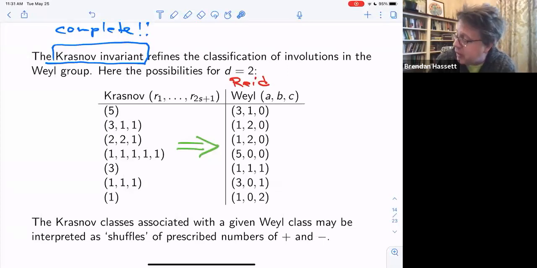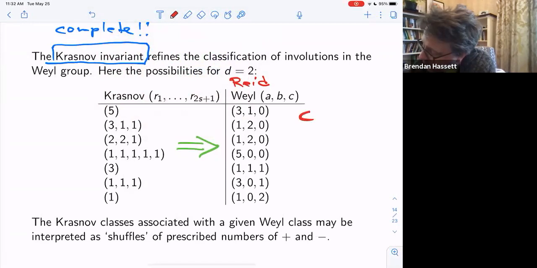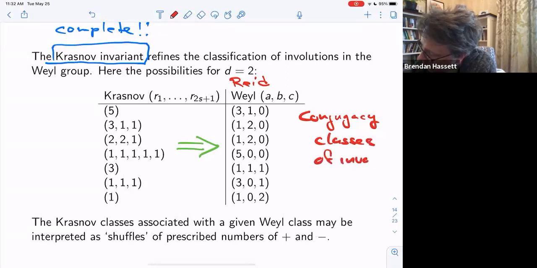So it grows pretty quickly. Well, there's only one example in this case, but as the dimensions get larger, there can be quite a lot of shuffles involved. And so there can be very large numbers of Krasnov isotopy classes associated with a given conjugacy class of involution in the Wall group. So let me just reiterate that these are conjugacy classes of involutions in the Wall group.